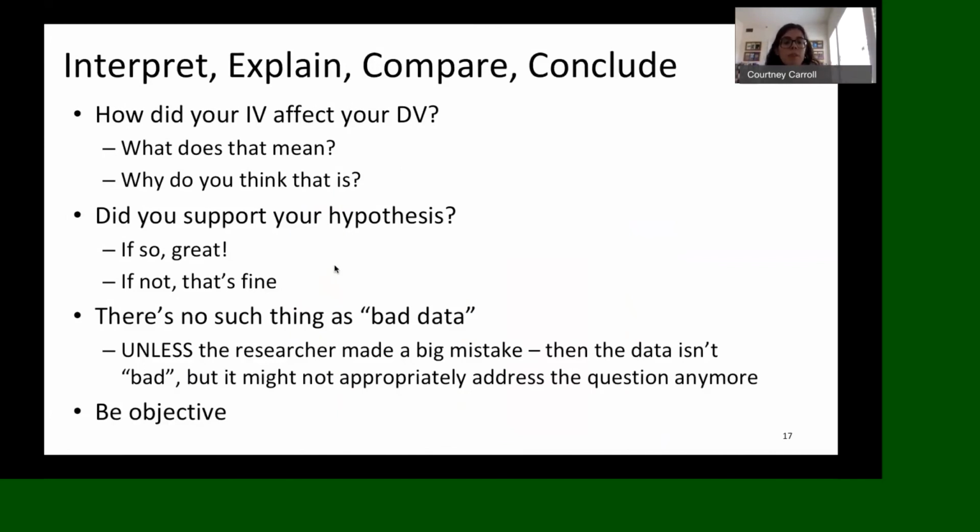There's no such thing as bad data. So the data is the data. It's not good or bad unless the researcher made some sort of big mistake, okay? The data is the data. There might have been issues with the experiment. There might have been variables that were not well controlled. But all of that you can learn from. And you want to try to be as objective as possible. So you don't want to get emotionally invested in your experiment and the outcome.